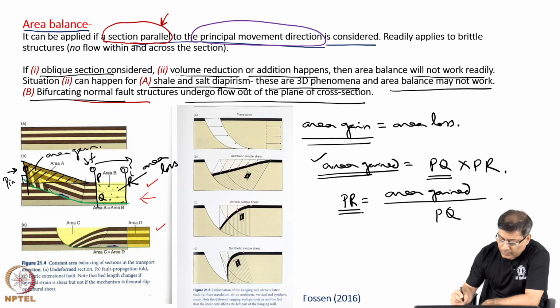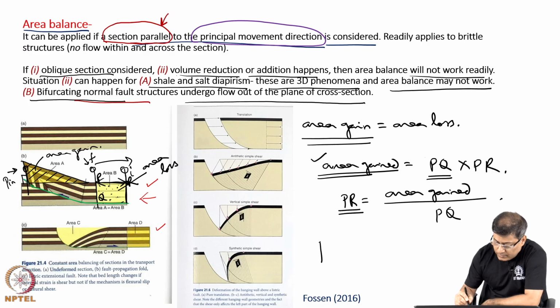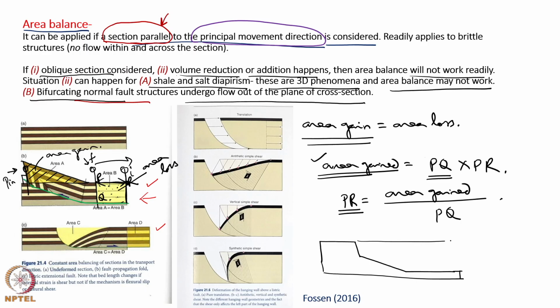Once the PR length is found, from this position that length has to be measured, fix the point and draw the line. Once that is being drawn, we can restore the section in this way. So, this is the loose line and the different layers are brought horizontal, and we say that area balance has been done. The layers are now horizontal in an undeformed position, what is expected.